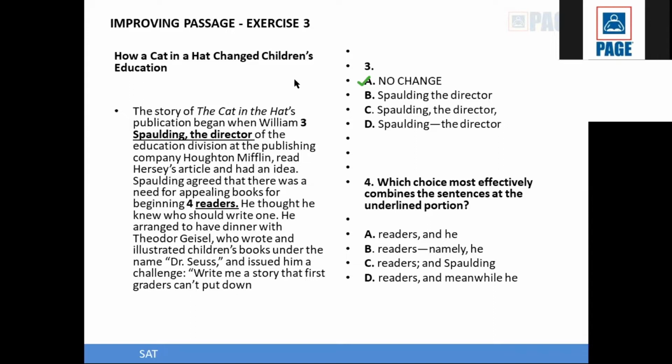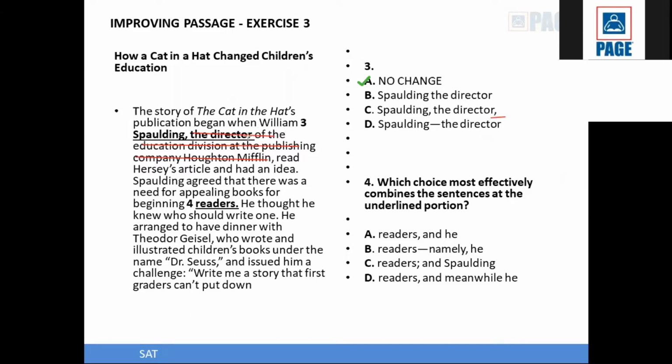The purpose of the comma is, if you remove this part, the entire thing, the director of the education division, and you remove the entire phrase, the sentence should still make sense. William Spalding read Hershey's article, fine, it should make sense. So there should be a comma after Spalding and after the description of the person. So here they are describing what this person's role is. So the answer should be no change. It cannot be C. I'm repeating again, there is a comma after director.